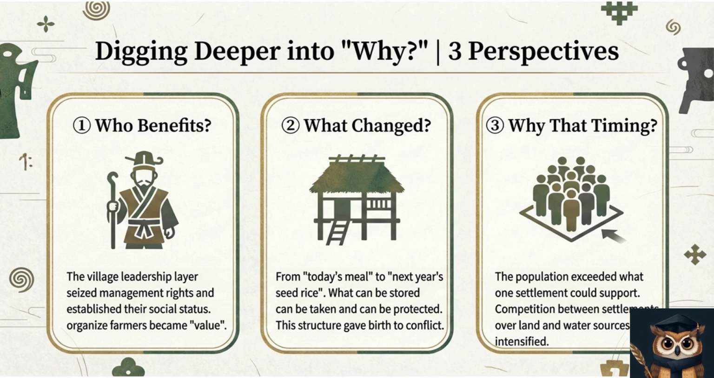Now let's apply the 3 perspective, why, framework. This is where we move from what happened to why it had to happen this way. Perspective 1. Who benefits? The village leadership layer. These were the men, and occasionally women, who organized agricultural labor, managed grain storage, and coordinated irrigation. Their role was essential to rice farming's success. And because they were essential, they accumulated both material wealth and social authority.